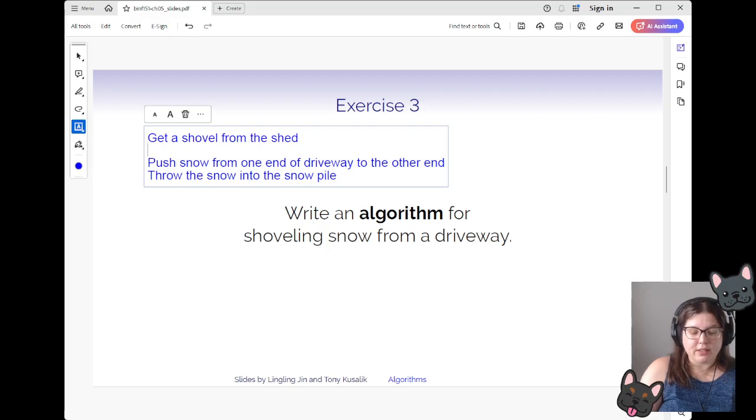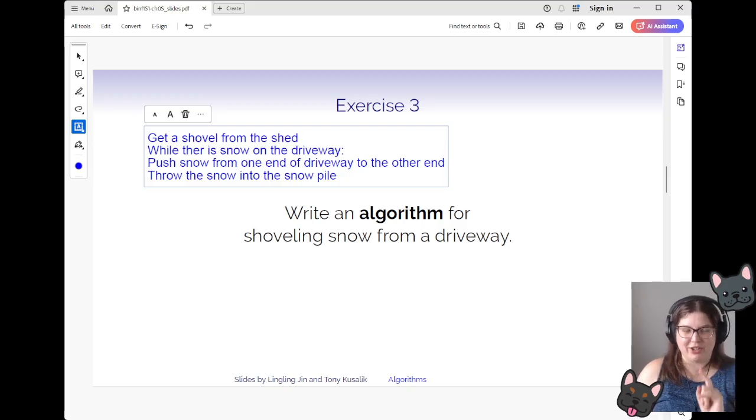And so we can use something called a while statement where we say while, and then we kind of have to flip it from the done state. So our done state is there's no snow on the driveway. If we flip that for the control statement, that would mean while there is snow on the driveway, then we're going to push snow from one end of the driveway to the other end and yeet it into the snow pile. I mean, throw it, because we are professionals.